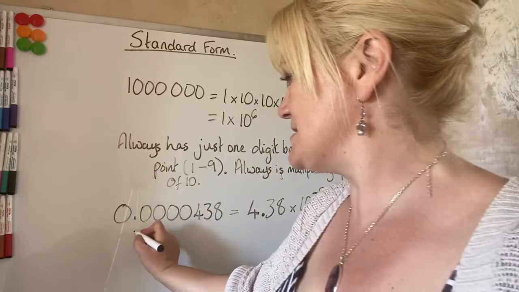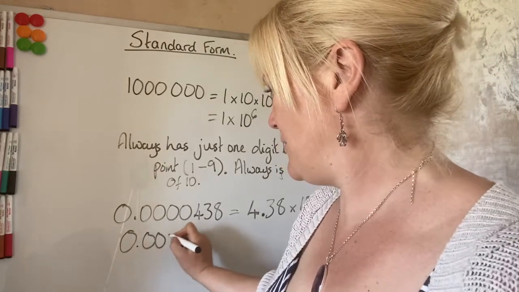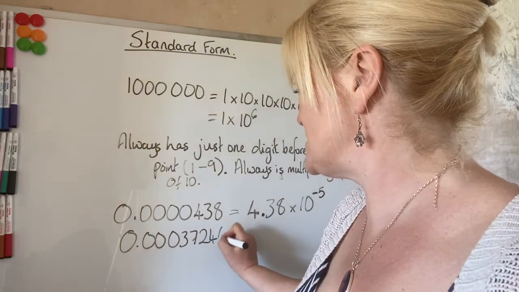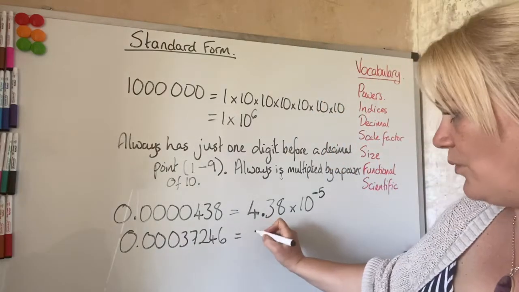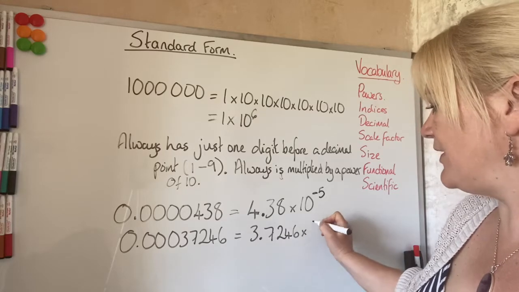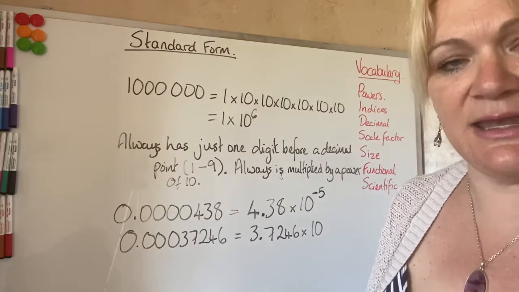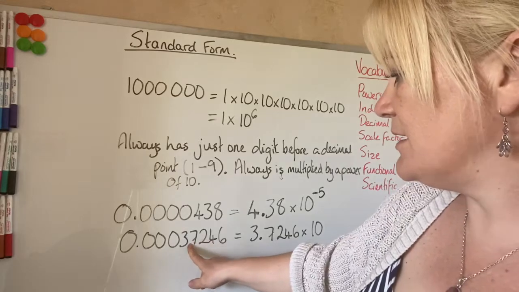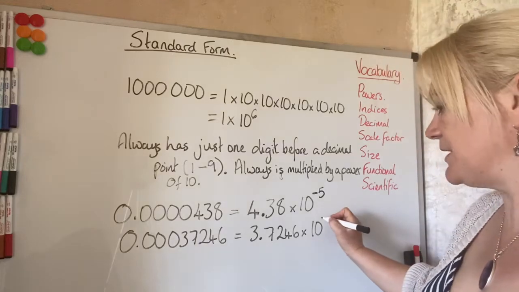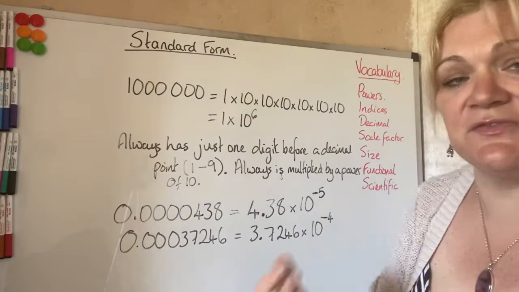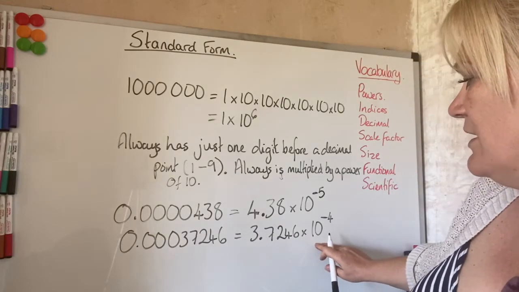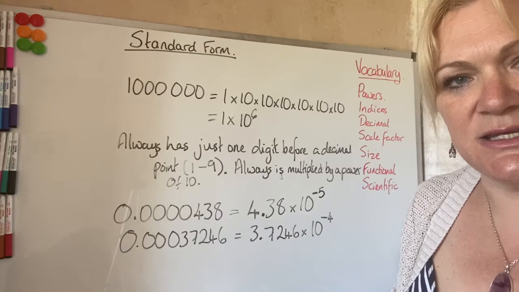Let's do one more like this as another practice. 0.000372246, and that again, one number before the decimal point, and then all the others go afterwards. And then how many times have we had to divide by 10 to get to here? We divide by 10, 1, 2, 3, 4 times. Because it's a small number, or because we've divided by 10, it's a negative power. So it's 3.7246 times 10 to the negative 4.